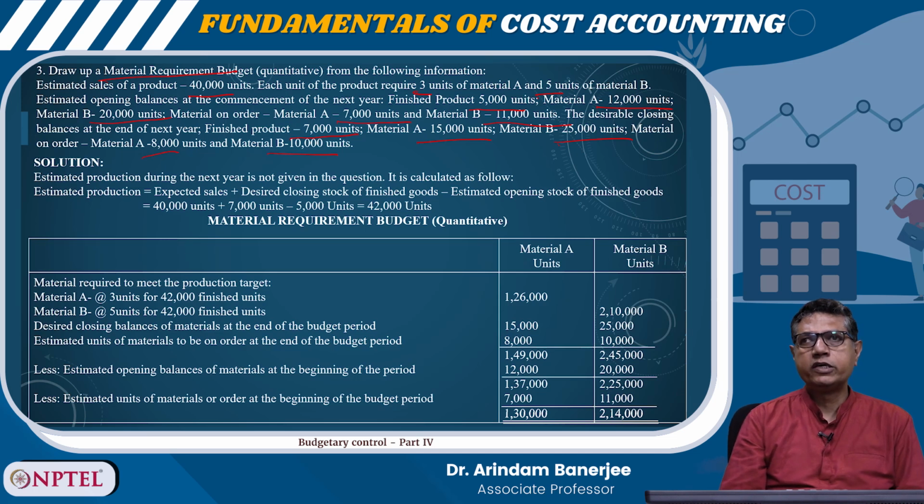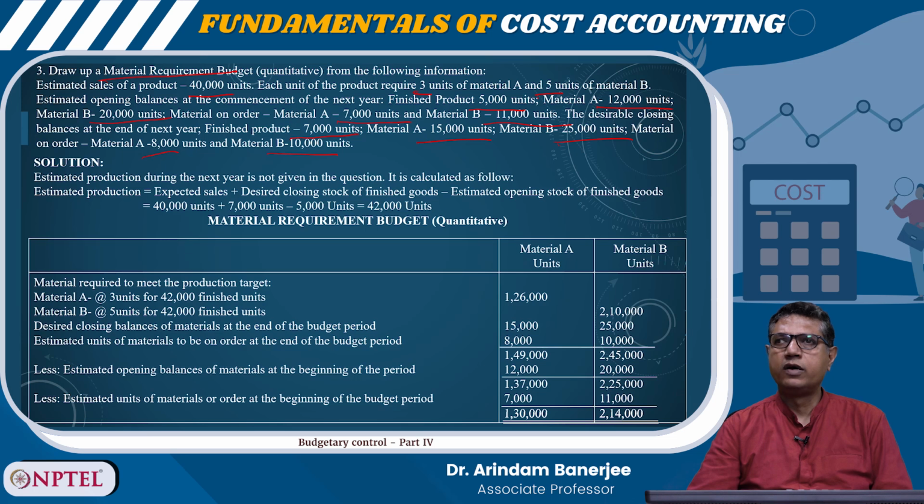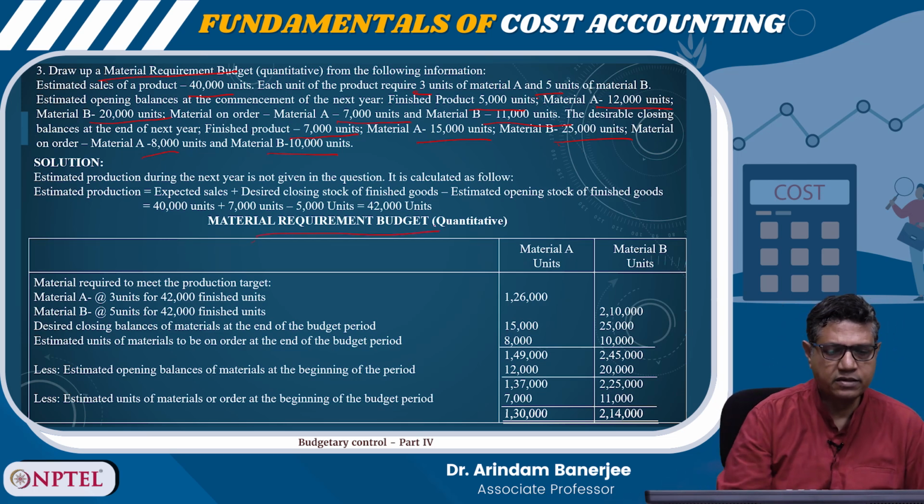So estimated production during the next year is not given in the question. It is calculated as follows. Estimated production is equal to expected sales plus desired closing stock of finished goods minus estimated opening stock of finished goods. 40,000 units plus 7,000 units minus 5,000 units. So 42,000 units. Now I am preparing the material requirement budget.